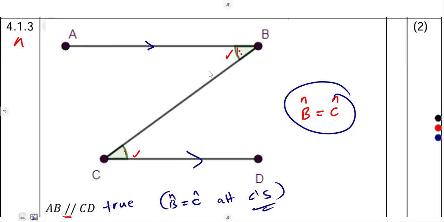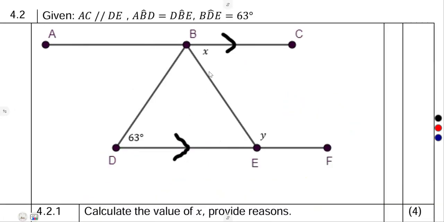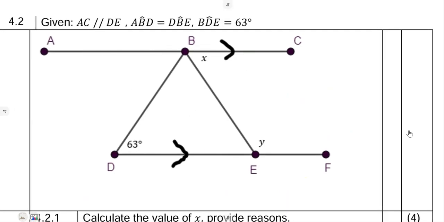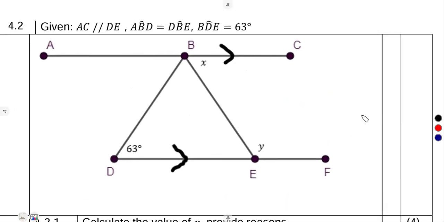All right, so they will be playing around with you guys. They know that with some of the questions, you just see one and think it is parallel. No, you're not supposed to assume. You're supposed to be told, or to see the markings that let you know that they are parallel.